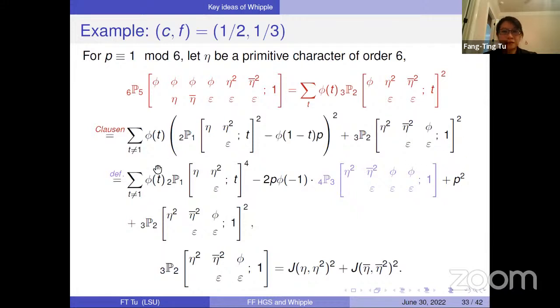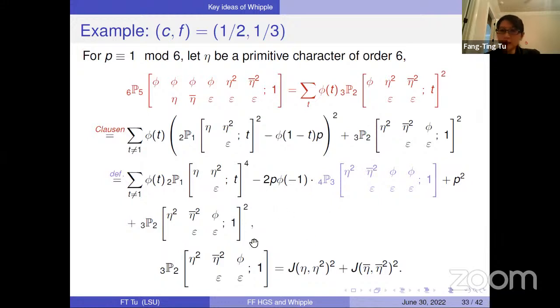So the first line here is the square. We expand the complete square here, so we have the square part, the mixed terms, and the square of the P part. For the mixed terms, it follows the definition of P functions, and then we get a 4F3. And again, we have some leftover from the 3P2 here.